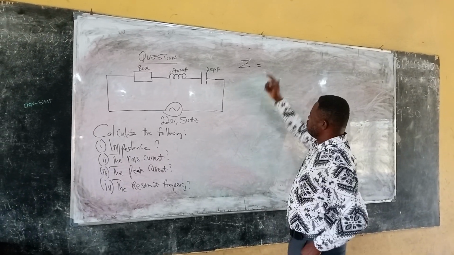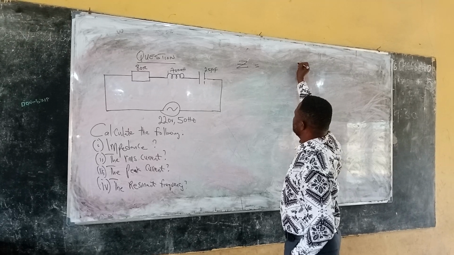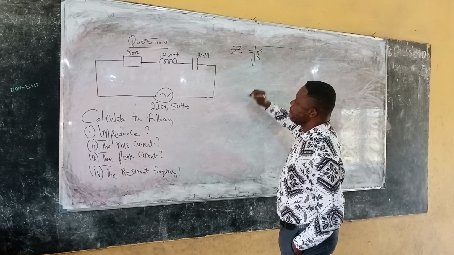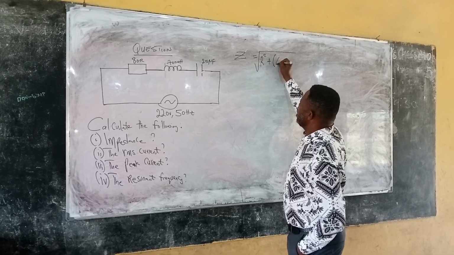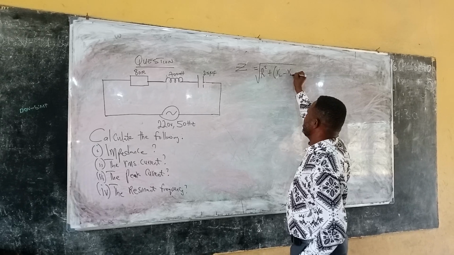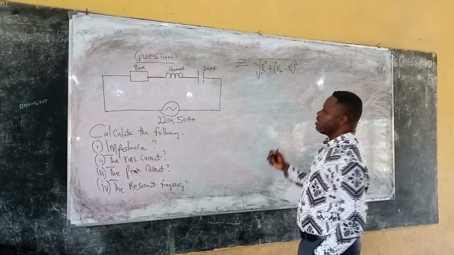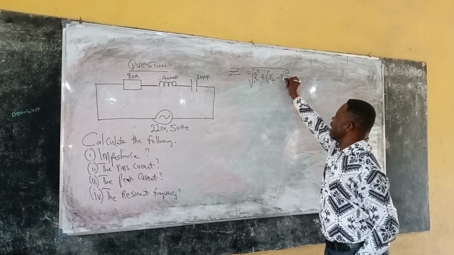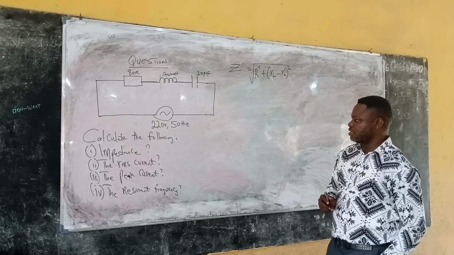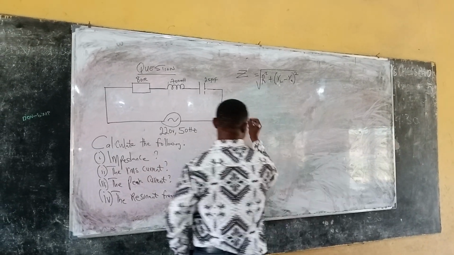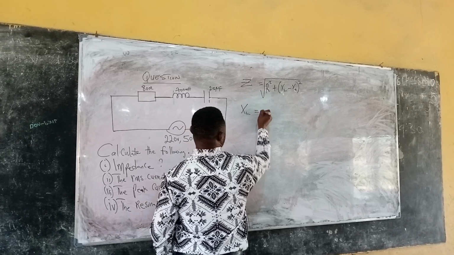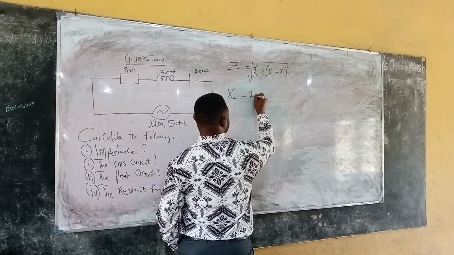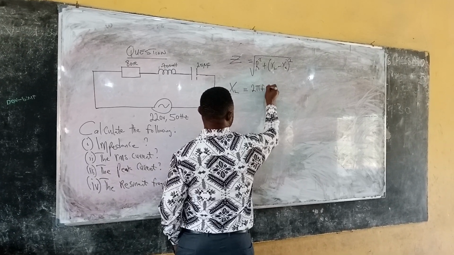So what's the equation for impedance? We know that our impedance is given mathematically as the square root of R squared plus (XL minus XC) squared, where XL we understand to be the inductive reactance, and XC is the capacitive reactance. From our earlier class, we've established that XL, the inductive reactance, is given mathematically as 2 pi FL.